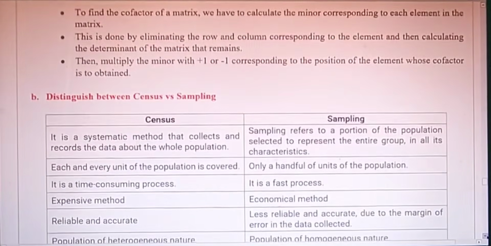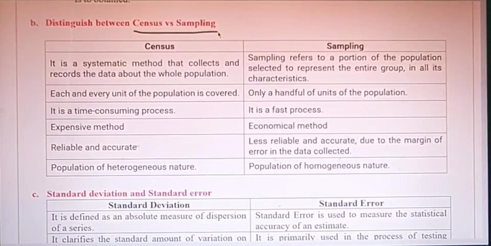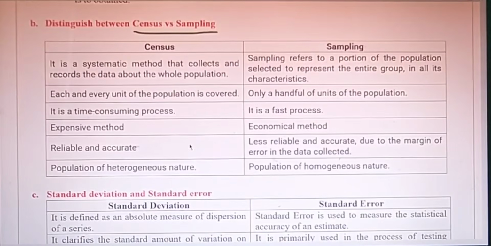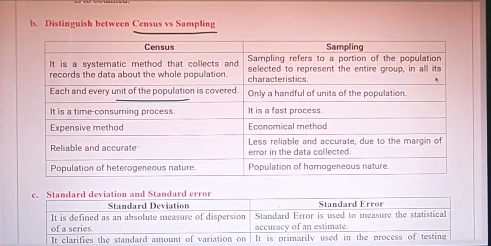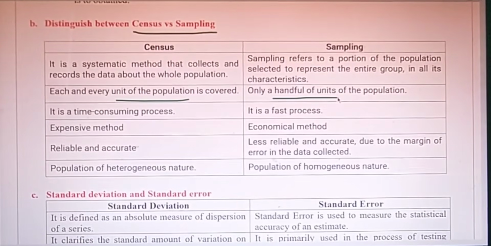So let's move on to the second one, the distinction between census and sampling. This also we have done quite a lot of times in the previous video, that census is a big concept, it's a broad concept, and the whole of the population is covered here, but in sampling we take only a handful of the units of population.